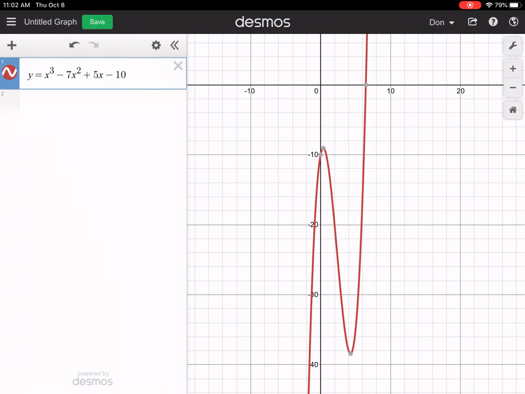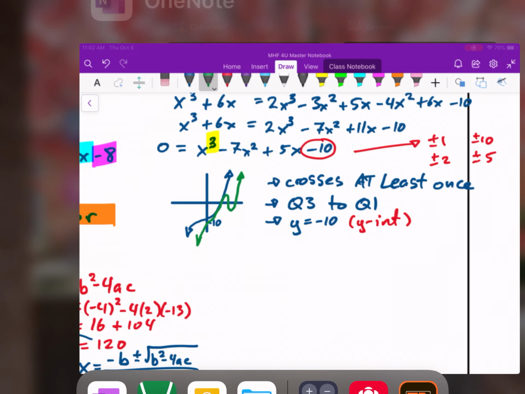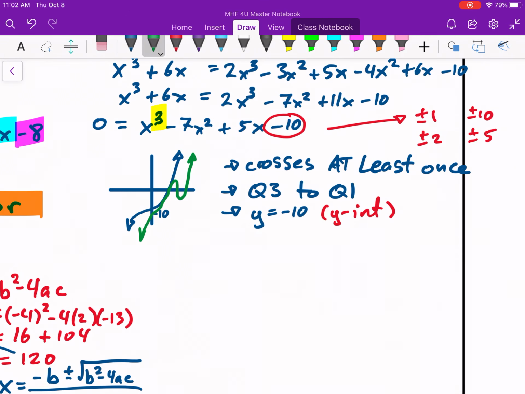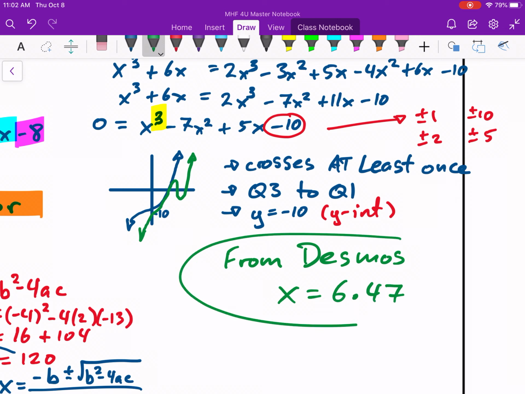But our one and only solution, which is all we're looking for, turns out to be 6.47 if I round to 2 decimal places. So that's how we can solve this one.